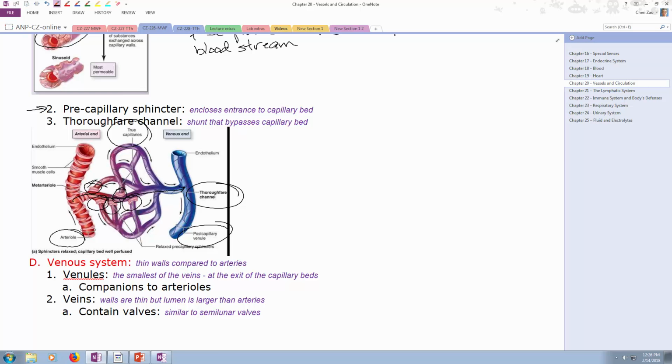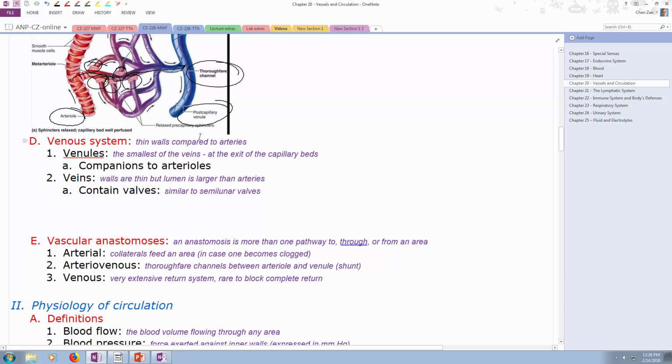And so these precapillary sphincters are very helpful for that. The thoroughfare channel indeed is that shunt that will bypass the capillary bed at that time. But when the tissues say, I need oxygen or else I'm going to undergo necrosis, those precapillary sphincters will open up. And necrosis means cell death.